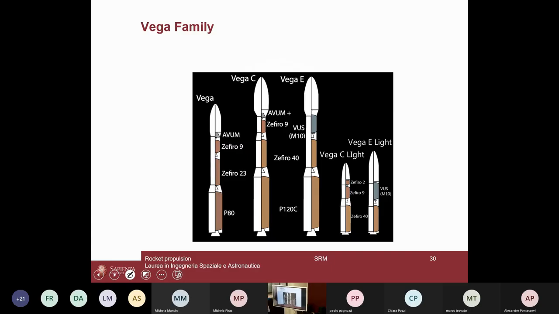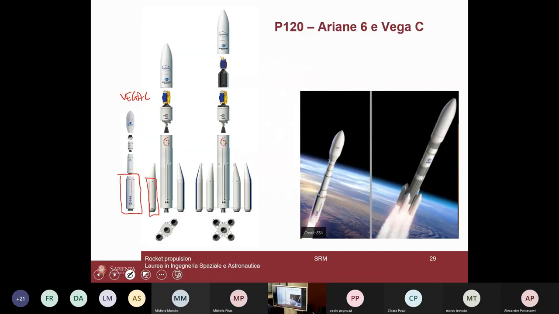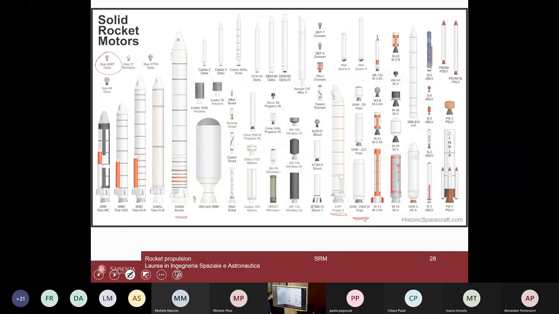And what is not here, but was shown here, is this one, this EAP, our P230. So you see how big it is, and actually it includes 240 tons of propellant.